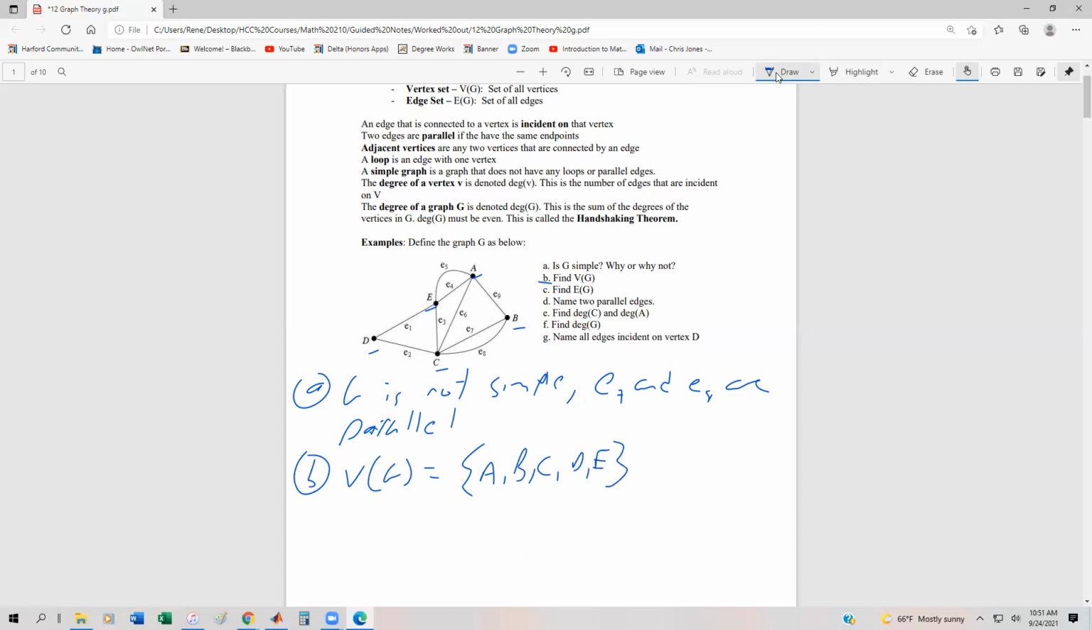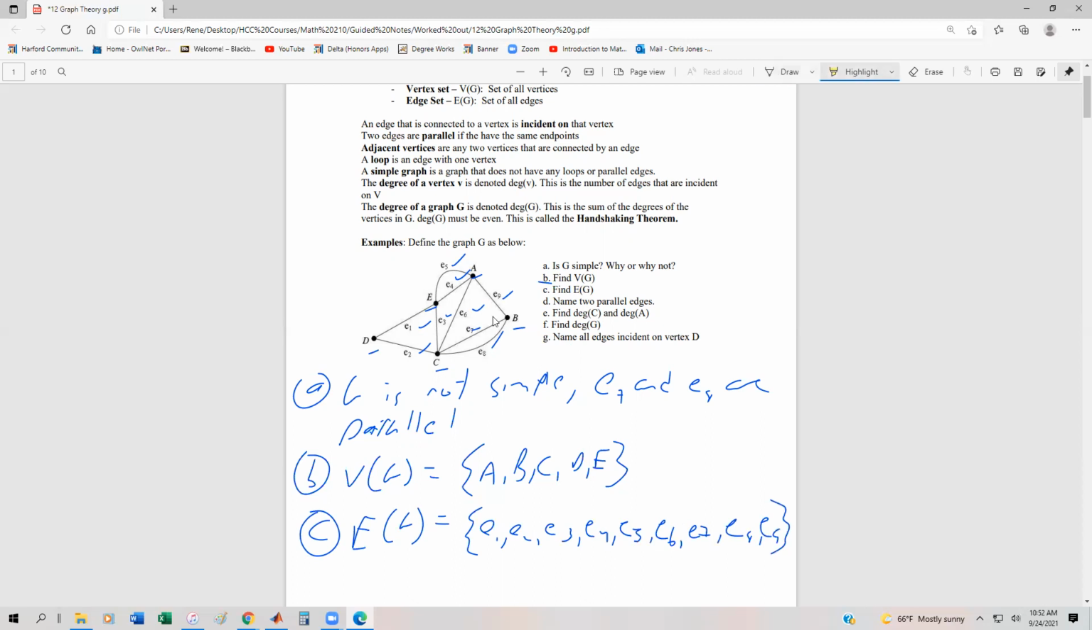And there is our set of vertices, our vertex set. We want to know what the edge set is. And the edge set is going to be the set of all edges. So we have 1, 2, 3, 4, 5, 6, 7, 8, 9. So we would have E1, E2, E3, E4, E5, E6, E7, E8, and surprisingly, E9. All right. So those are pretty simplistic sorts of definitions so far.